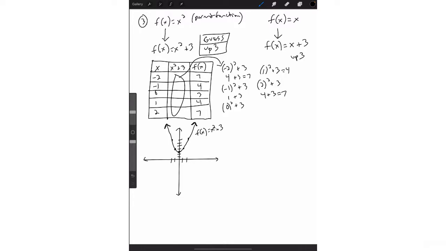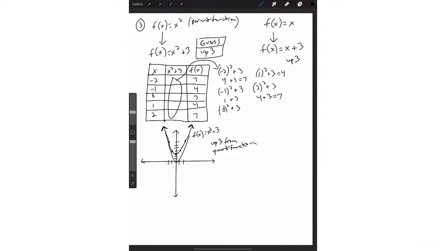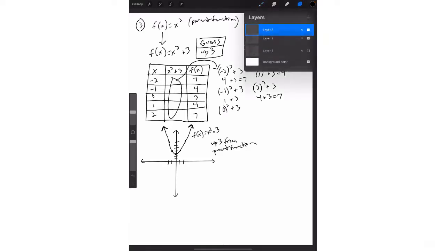And my guess was that it's going to be up 3. And if you look at it, check this out. 1, 2, and 3. I was able to move up 3. So it says describe how it was translated from the parent function, f of x equals x squared. I'm just going to simply put up 3 from parent function. Because if you remember, the parent function went down to there and went up. Okay, so it went up 3. The vertex, the bottom point, all the points moved up 3. But the vertex is the most noticeable, in my opinion. Okay, that was number 3. Number 4.